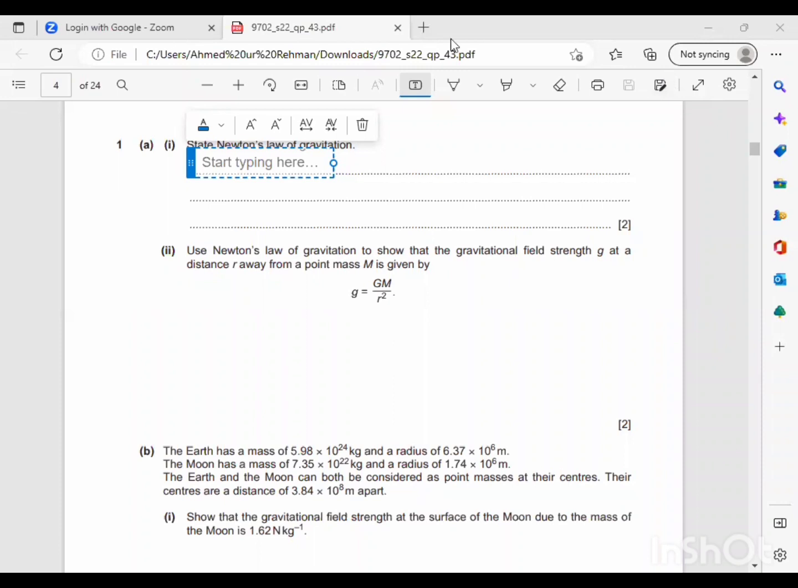Hi. So today we will be doing June 22 question paper 4-3, and this is question 1 of this paper. The first part is asking you to state Newton's law of gravitation.